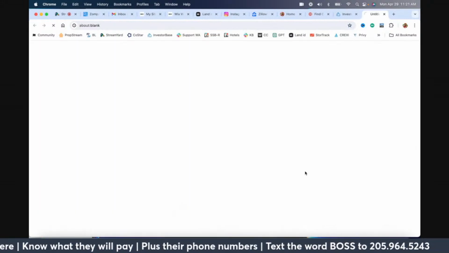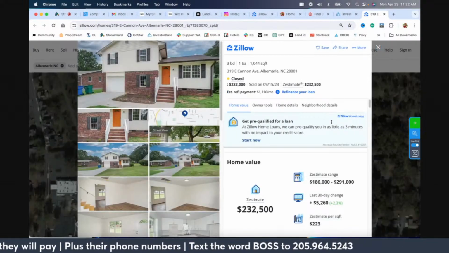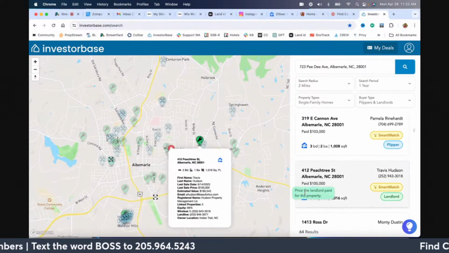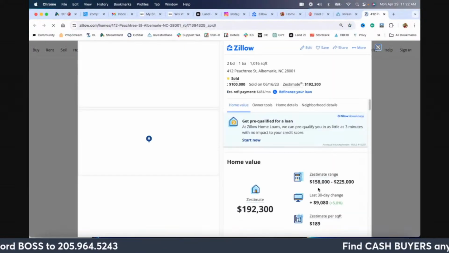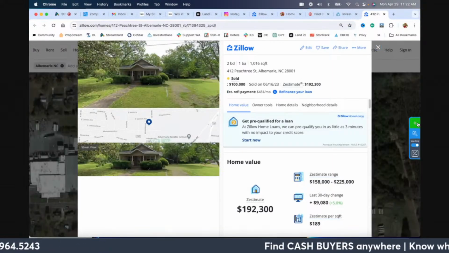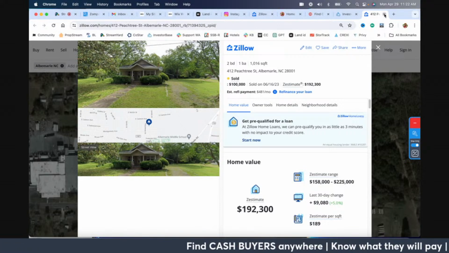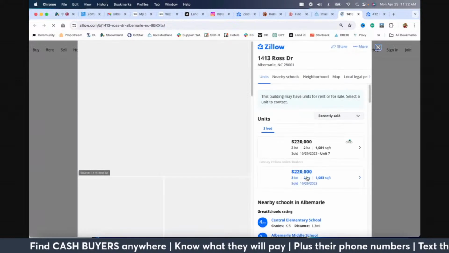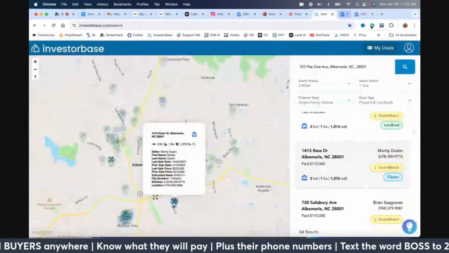I want to use that. It's got 103. They sold it for 232. Nice. 100. Okay, so there you go. We'll use that one. 115. Okay, not sure what's going on with that yet.